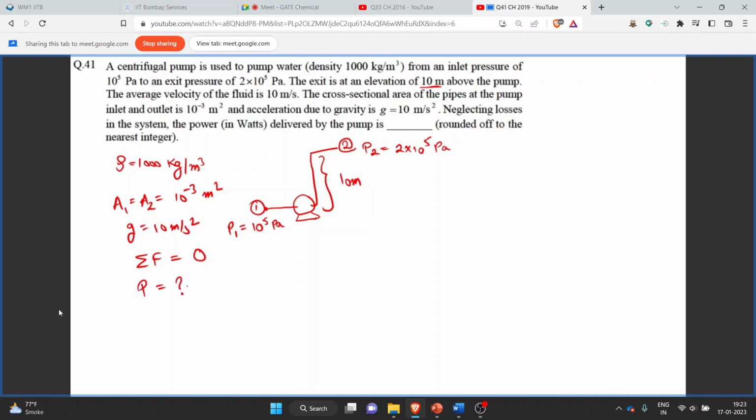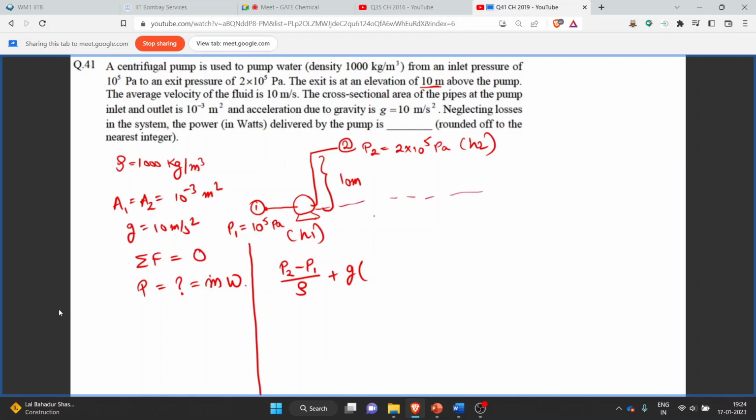Power we have to find, and power we usually write as mass flow times the work done by the pump. So over here we can write the mechanical energy balance over this system. That is, we can write the Bernoulli's equation for this system and then we can find the desired terms. If we consider these 2 points 2 and 1, we can write (P2 minus P1) upon rho plus g times (h2 minus h1), where if this is our reference, we can call height 1 as 0 and height 2 will be 10 meters, plus 1 upon 2 alpha (v2 square minus v1 square) plus summation of f plus work done is equal to 0.